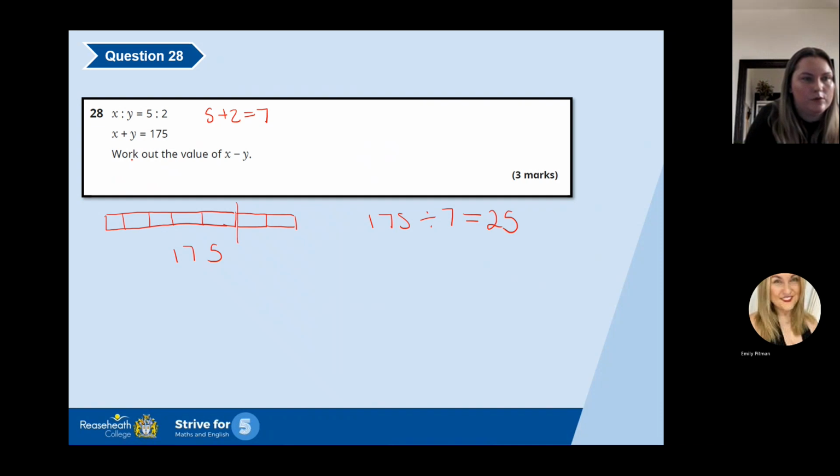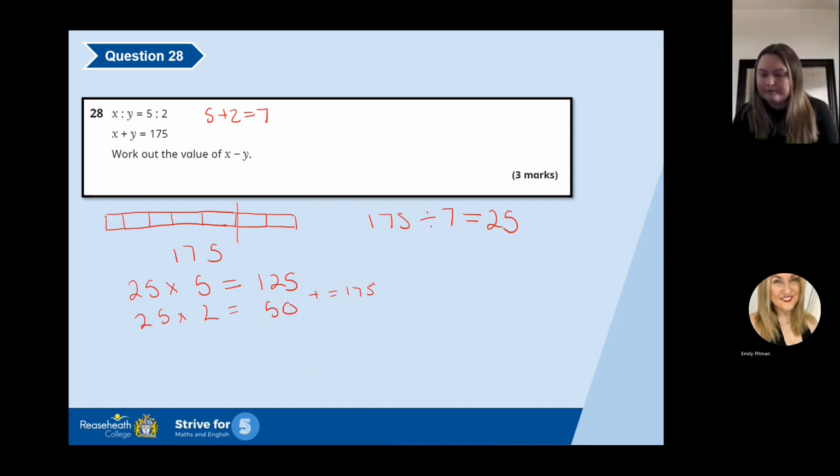We then want to know the value of x. So x is 5 parts. So I can do 25 times 5, which equals 125. And we can do y times 2. So, sorry, 25 times 2 to find y, which equals 50. If we want to check if we're right, we can add them up, which equals 175. So we know that we're right.